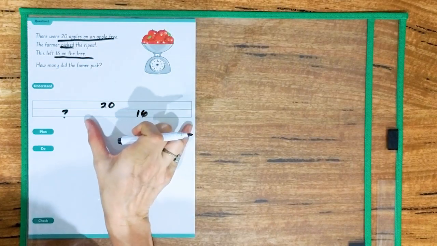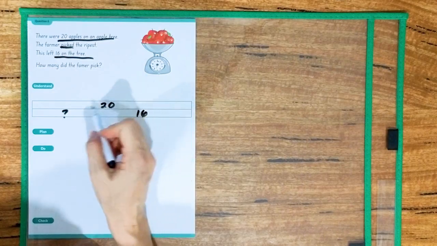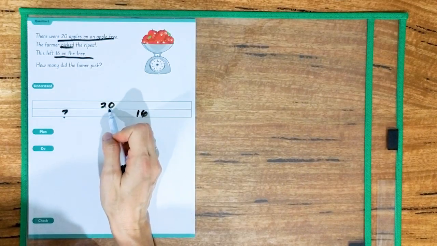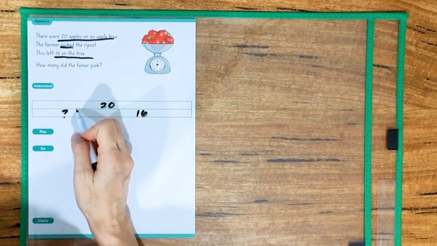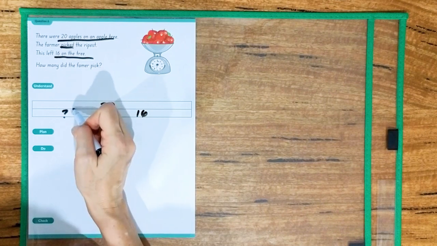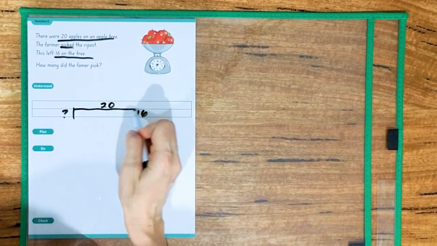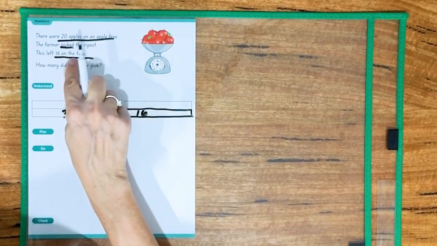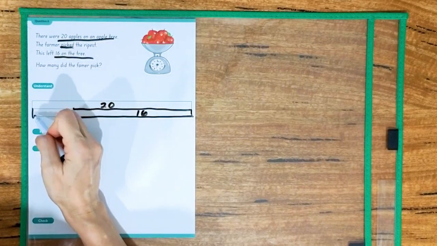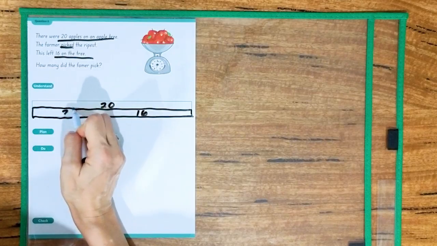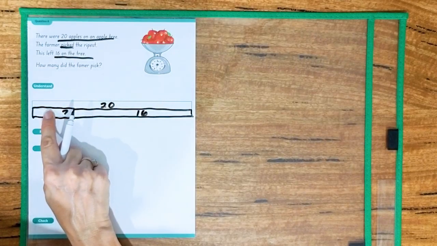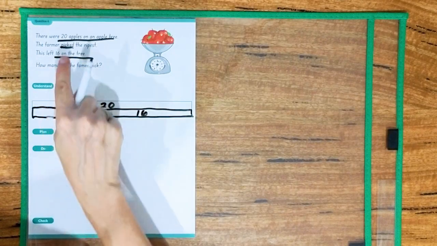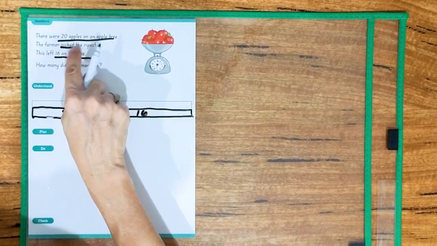I'm going to estimate how big this bar would be. If that's 20, 10 would be the middle, 15 would be about here, so 16 would be about here. This is the part that I know that are left on the tree, and I'm trying to find the part that is unknown, which were the apples that were picked.